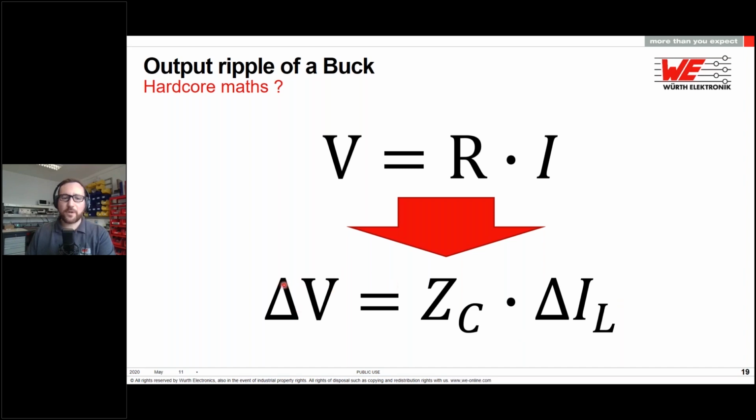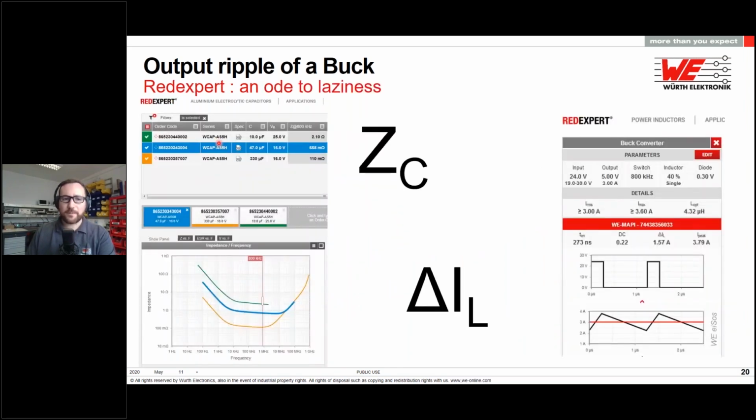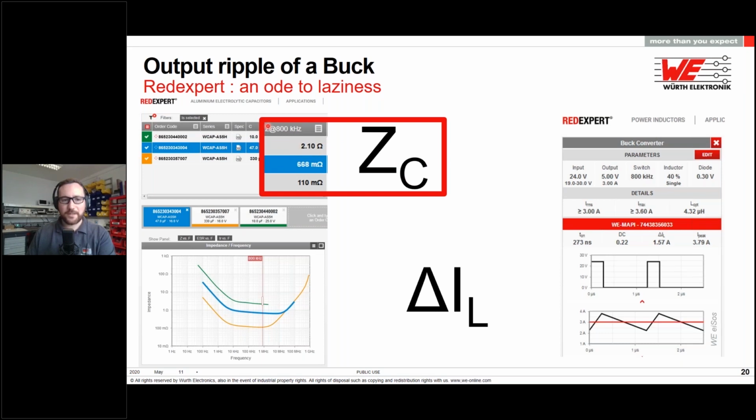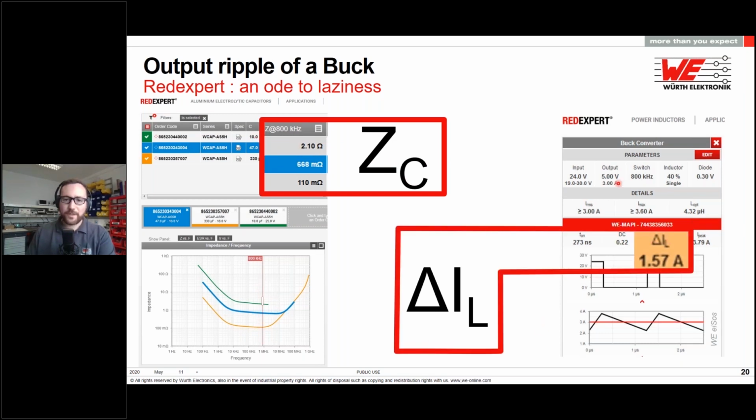So it is a bit more complicated to get these figures, but this is why I'm using RedExpert, because here the RedExpert is providing me with these two information: the impedance of my capacitor at a given frequency, and also once I have inputted the parameters for my DC-DC, it gives me the approximate ripple current. So once I have these two, I can calculate.